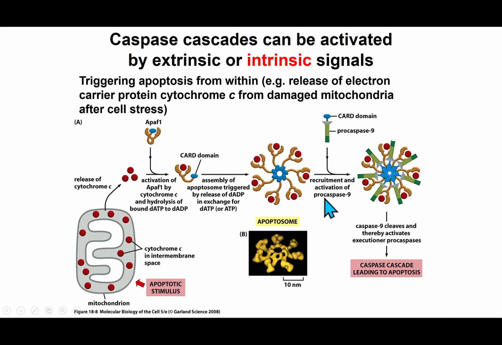This structure can then recruit and activate procaspase 9. Notice procaspase 9 has a CARD domain, has the pro domain, and then the different units here. And you can see it does assemble this really large structure. Now, one thing to note is that some people will call this the apoptosome. Some people will call this thing the apoptosome with the procaspase 9. This huge structure is then thought to use its caspase 9s to cleave and thereby activate executioner caspases. And that, of course, leads to apoptosis.